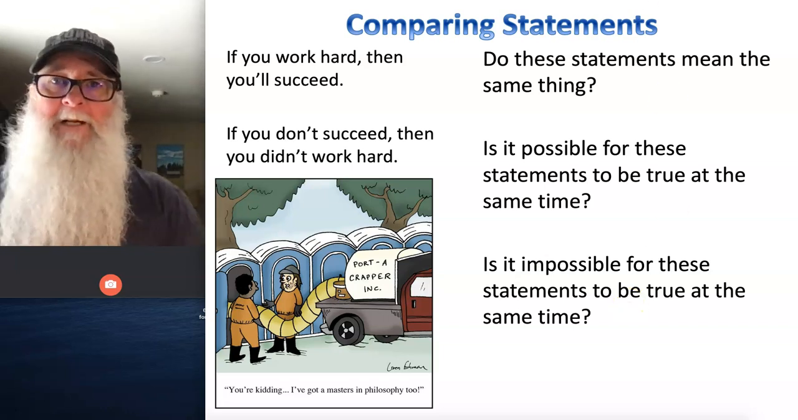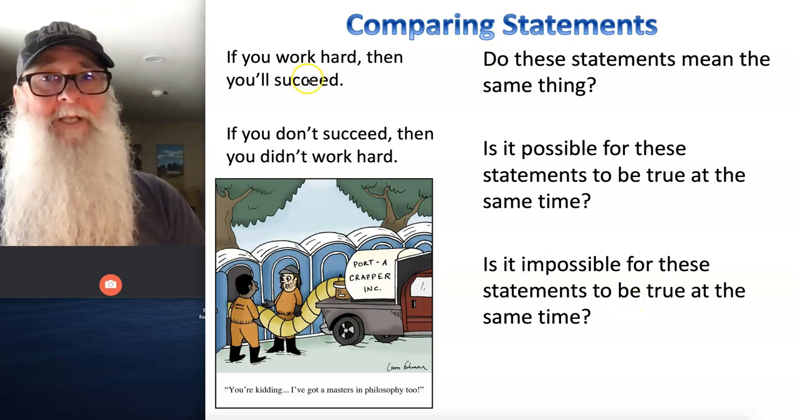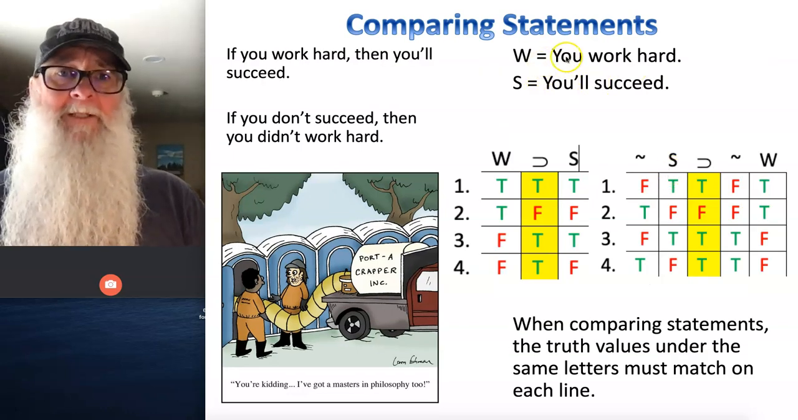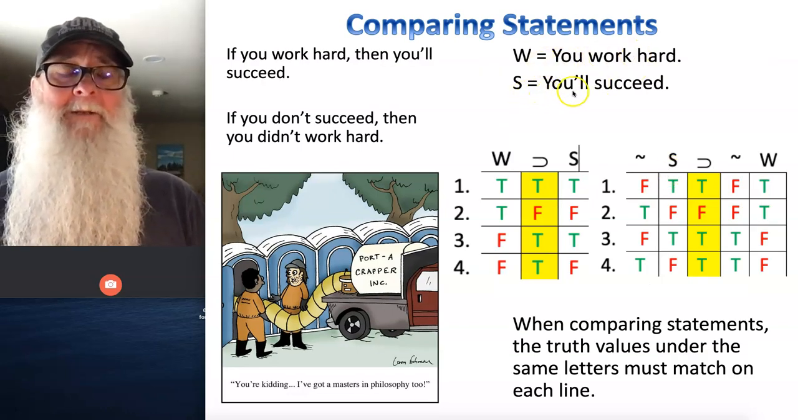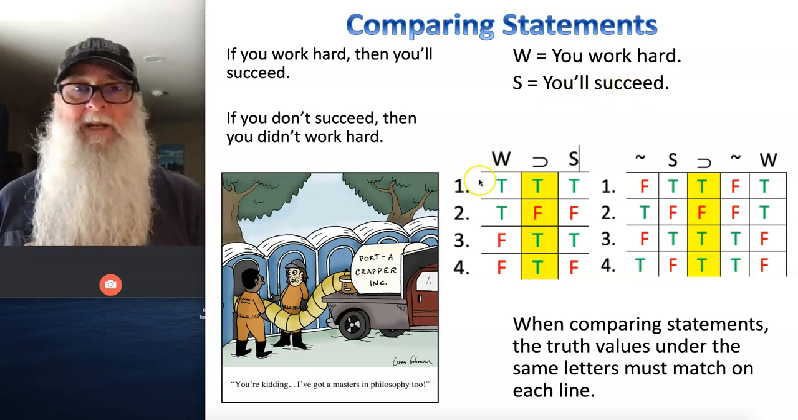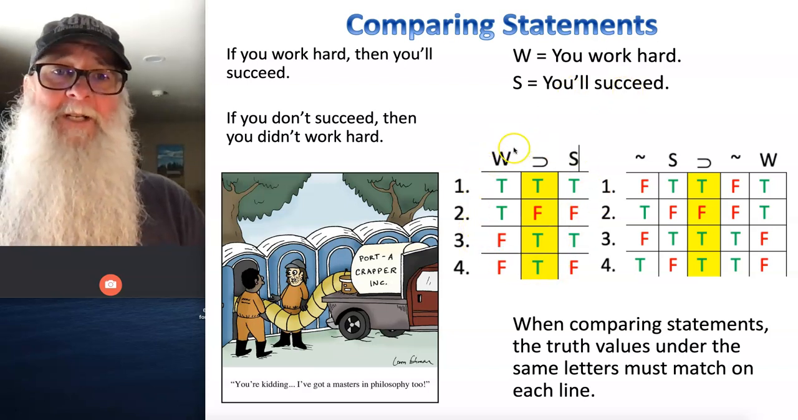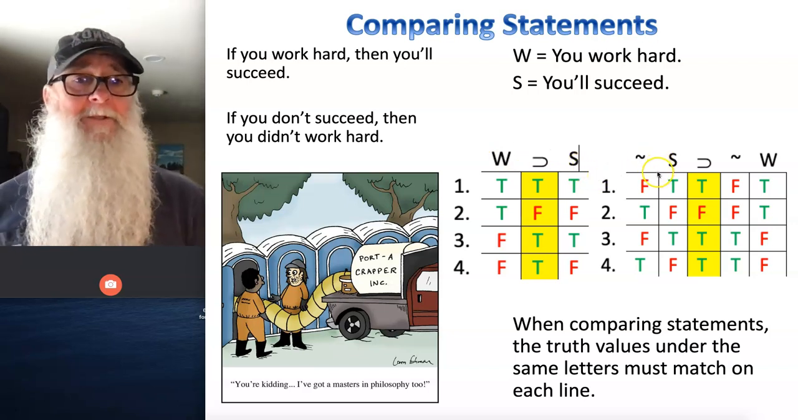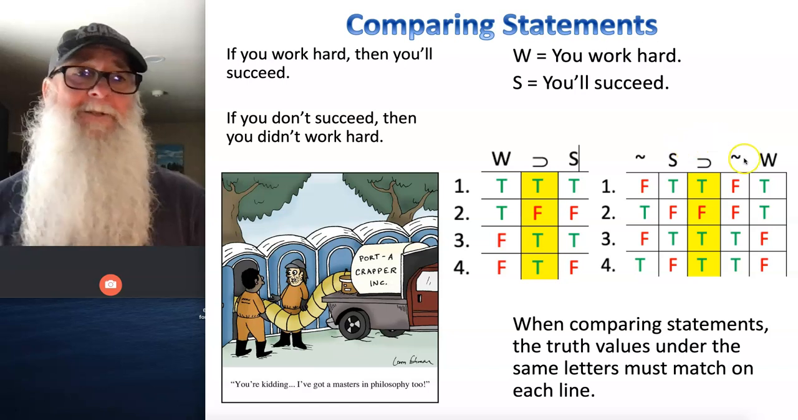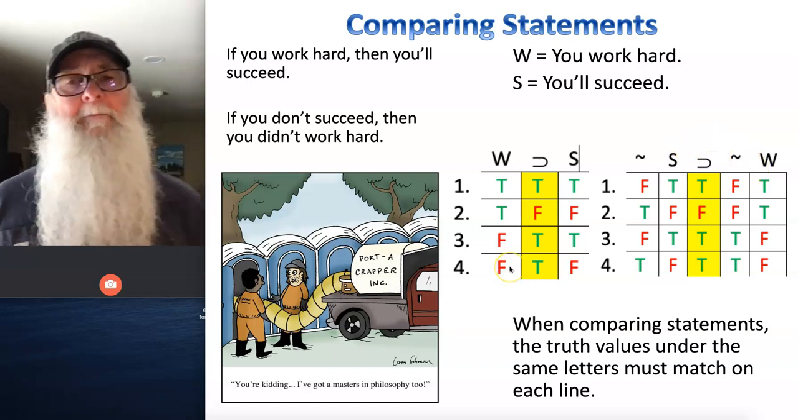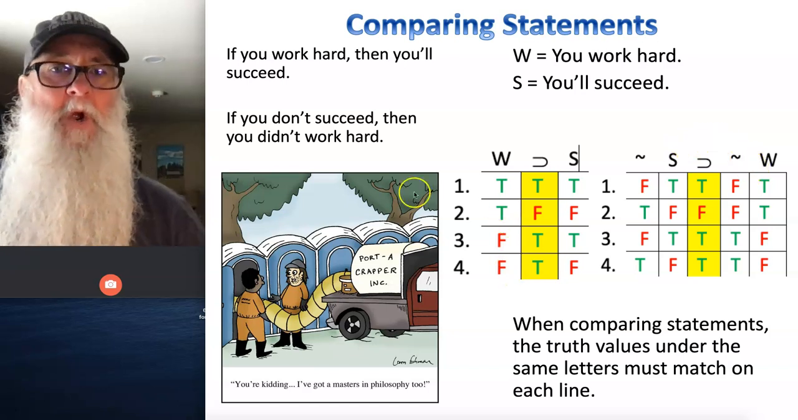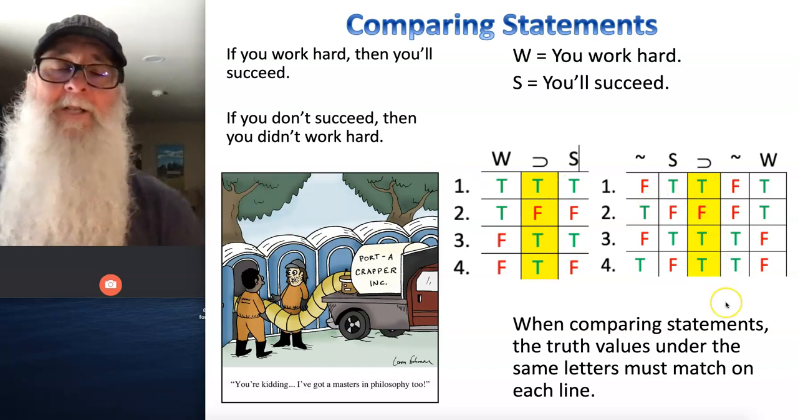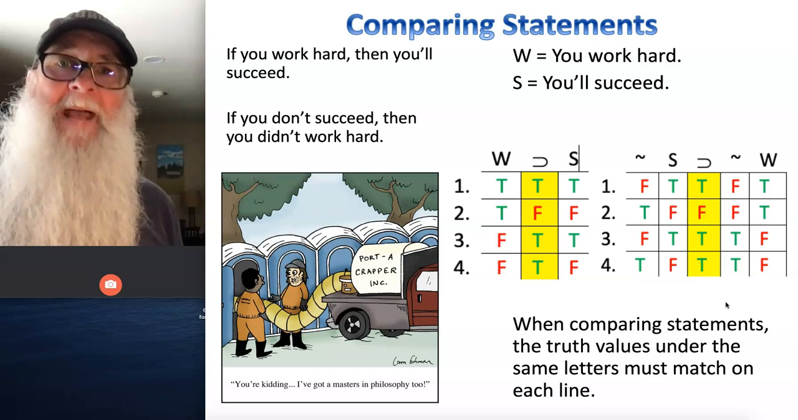Okay? Now, to compare these two statements, what we're going to do is we're going to create a truth table for each one. Using W to represent the statement you work hard and S to represent the statement you'll succeed. We have the truth table for statement number one looking like this. If you work hard, then you'll succeed. And the truth table for statement number two looking like this. If you don't succeed, then you didn't work hard. Okay, now to compare these two statements to one another, we're going to look at the column of truth values underneath their main operators. And we're looking to find a pattern.